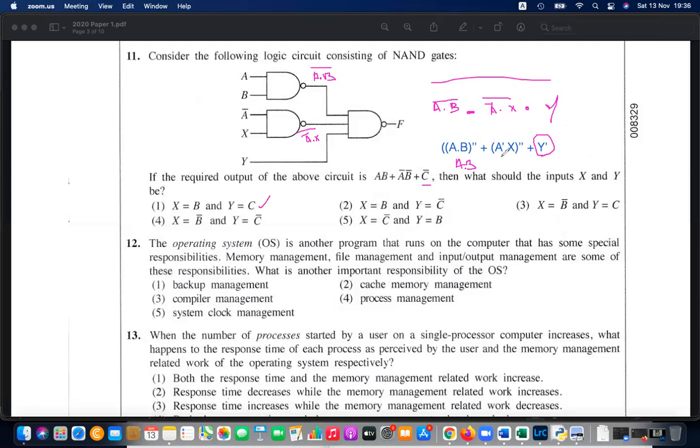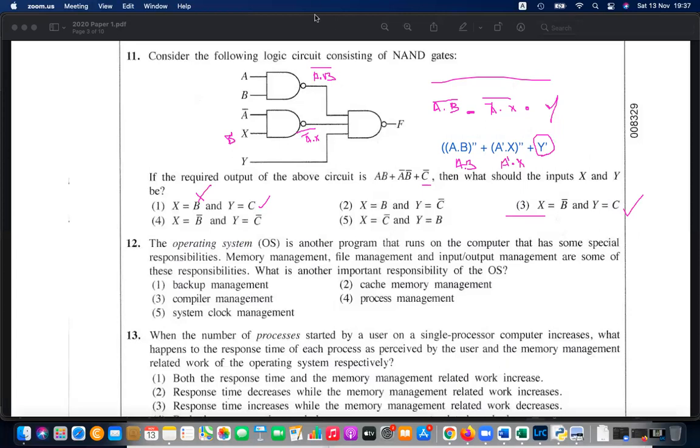No change over there. Here I need A not or B not. A not and B not. If I input A not here, the double not will make this A not, and X. If X needs to be B not, then you have to input B not here. If you input B, you will get B. But if you input B not, in the output you'll also get X not, or B not. So X should be B not and Y should be C. So this is the correct answer. This is correct, but this is wrong. Therefore, I agree with answer number 3.